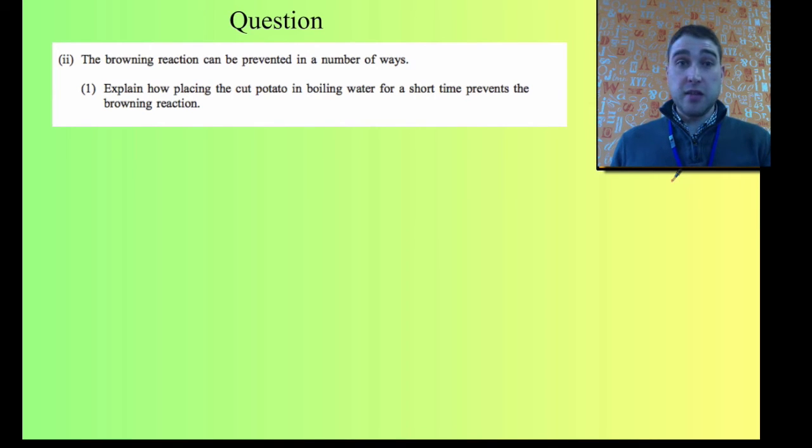So what I would say here is the increase in temperature is going to change the shape of the PPO protein molecule. The shape of the active site of the enzyme will change. That means the PPO won't be effective at browning anymore.